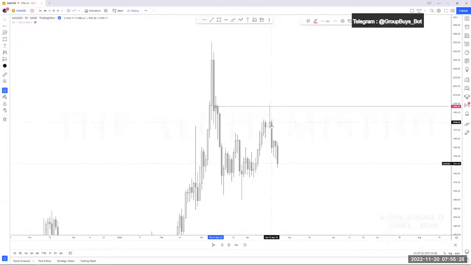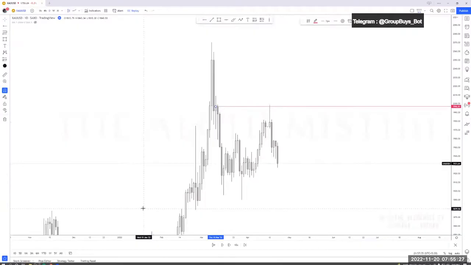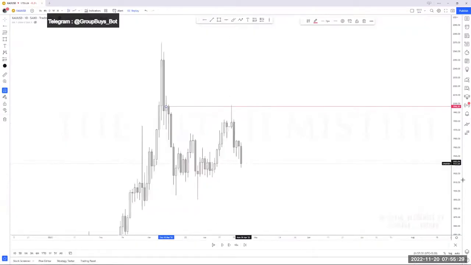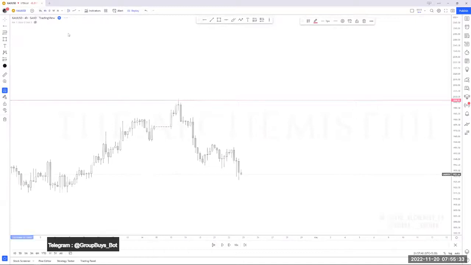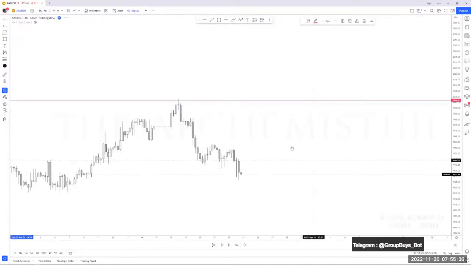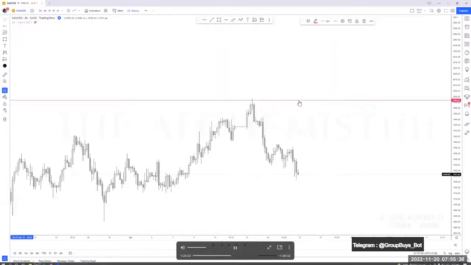From this day onwards, what are you going to do? Sell it. You are going to sell it. Let's go into lower time frames. I think on the H1 we did get a break, yeah, even on the H4. Tapped, closed below it.